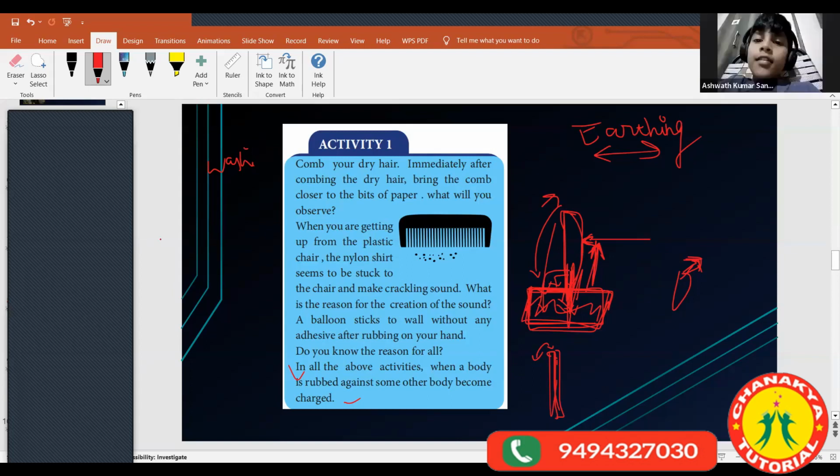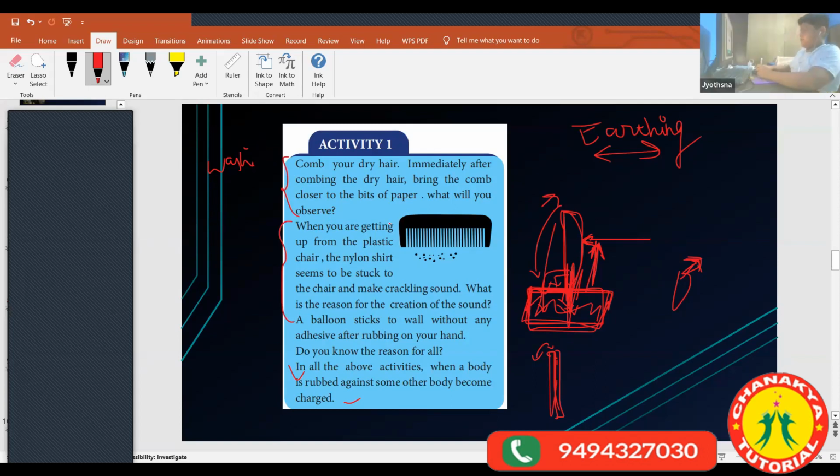Correct? Getting it? Yes. Sudarshan, are you getting the activity? Have you ever done these two activities, Sudarshan?